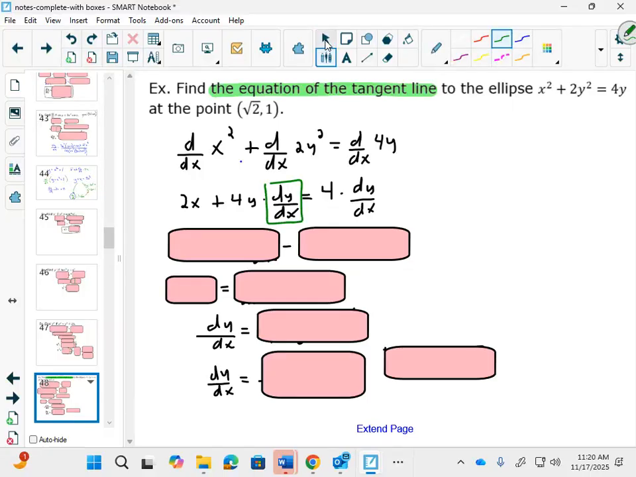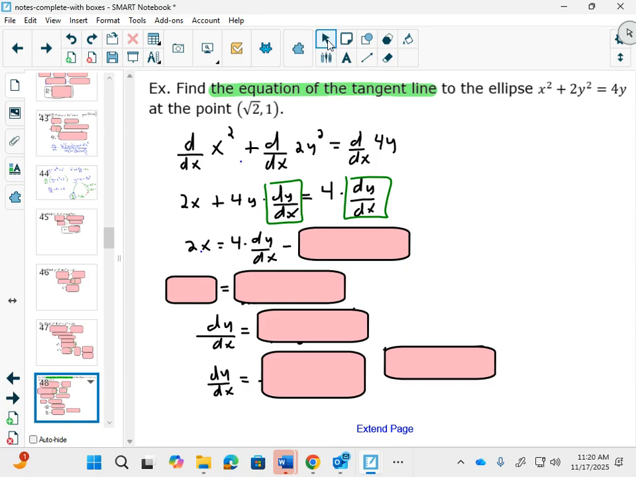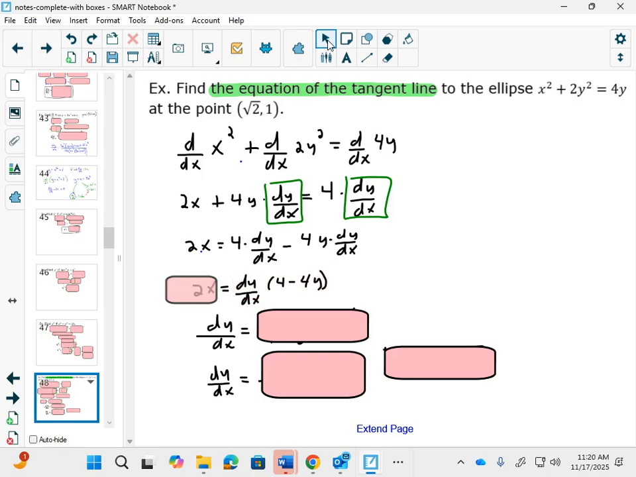I need to solve for dy dx. This time I have two terms with dy dx. I will get those all on the same side of my equation. And then I can factor out the dy dx, which allows me to get it by itself. 2x over 4 minus 4y, or you could simplify it.